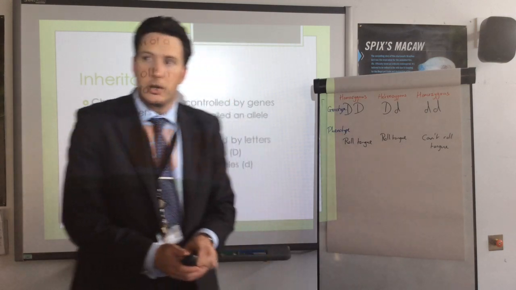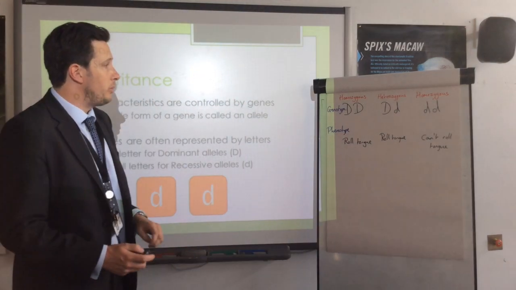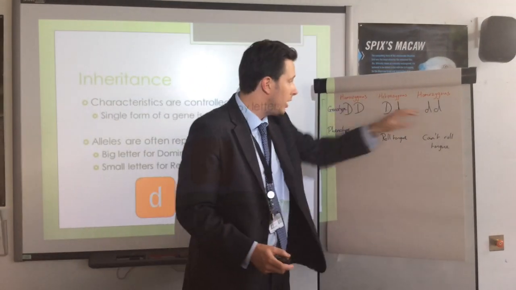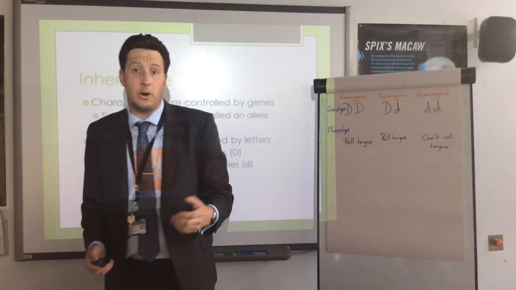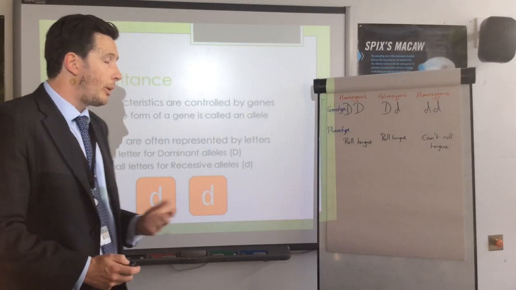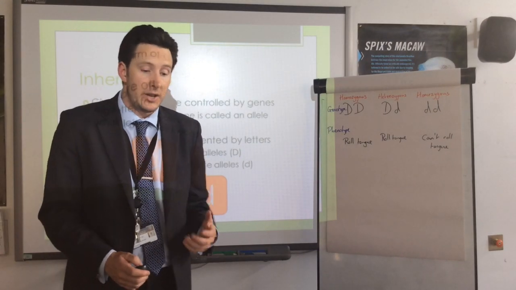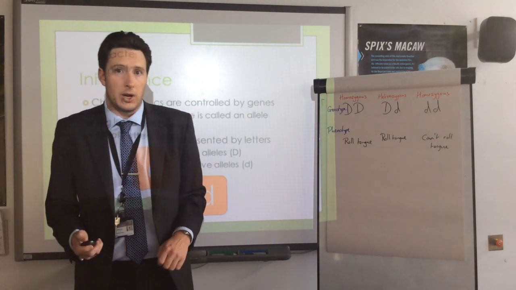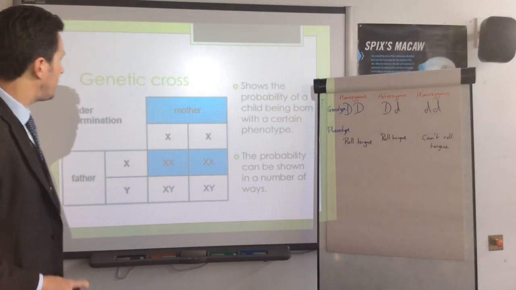Okay? So, with that, what can I do with that? You can do things called a genetic cross. Once you know the genotypes of the mother and father of a child, you can work out the probability of their child having a certain characteristic, having a certain phenotype. Okay? And it's called a genetic cross.